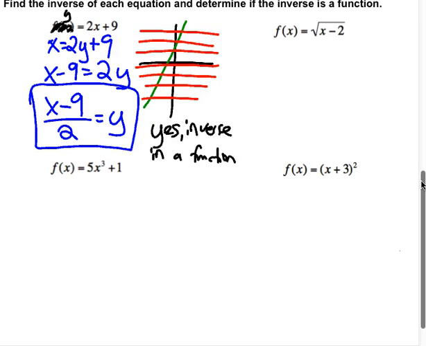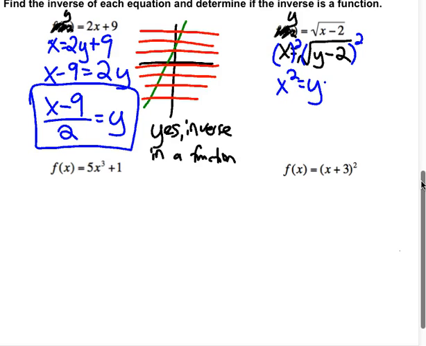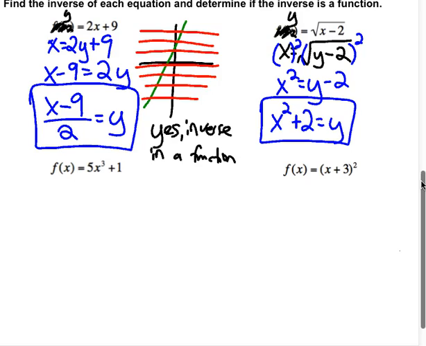So let's try this again. I have my y there. So exact same steps as yesterday. I'm going to flip the x and the y. And now I'm going to resolve for y. So I have to square both sides. So I get x squared equals y minus 2. Add the 2 over. There is my inverse.